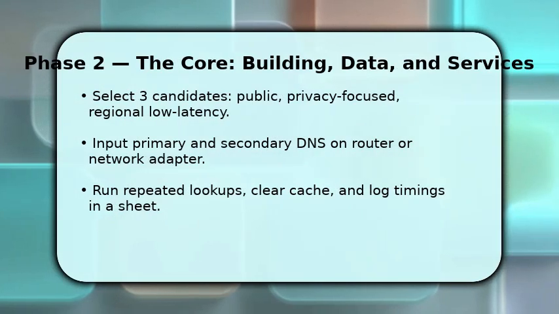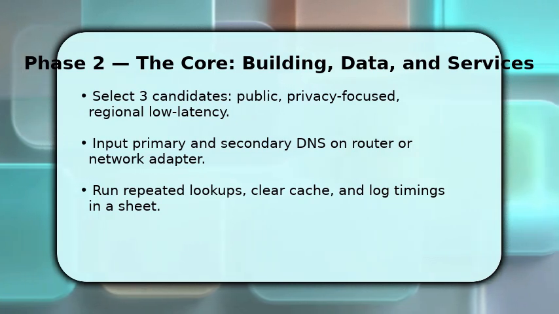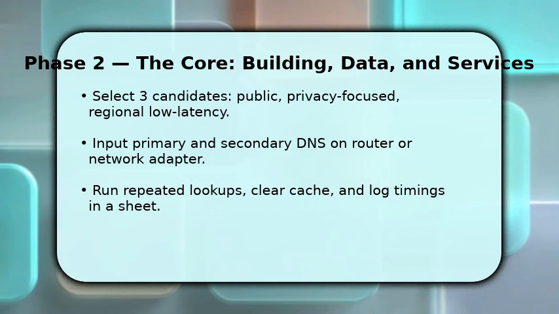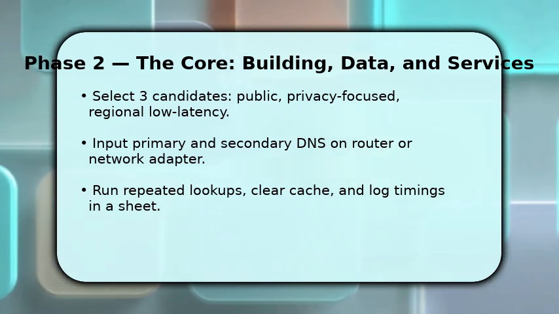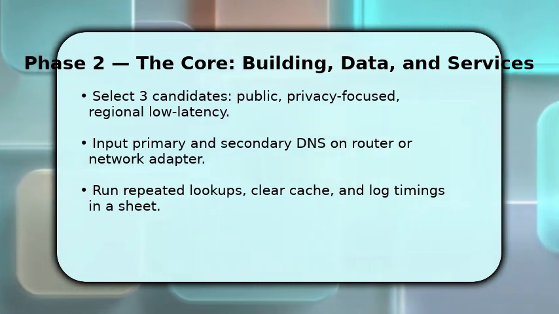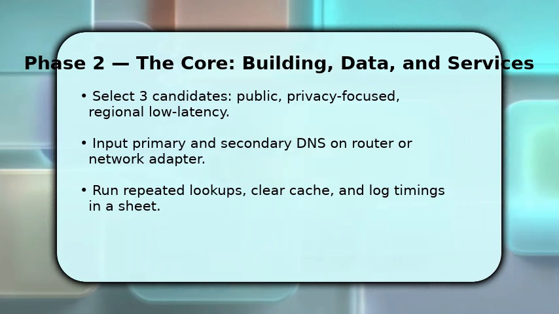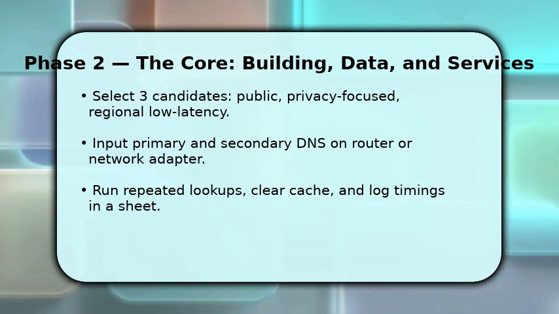Next, pick candidate DNS providers. Include at least one public, for example, one privacy-focused, and a third low-latency regional option. Then configure your device network adapter or router. Enter primary and secondary DNS IPs, save, and restart the interface.